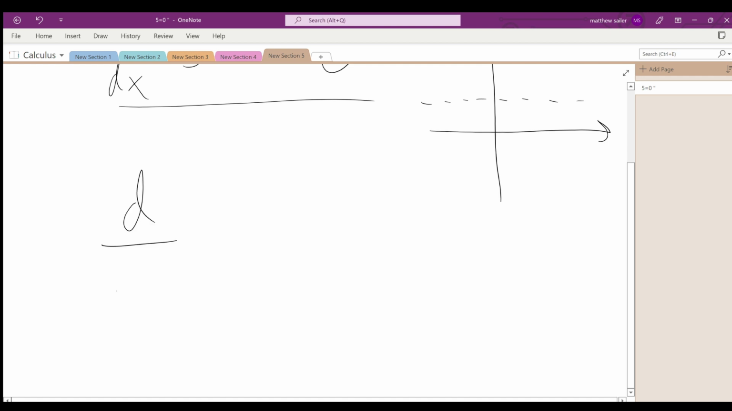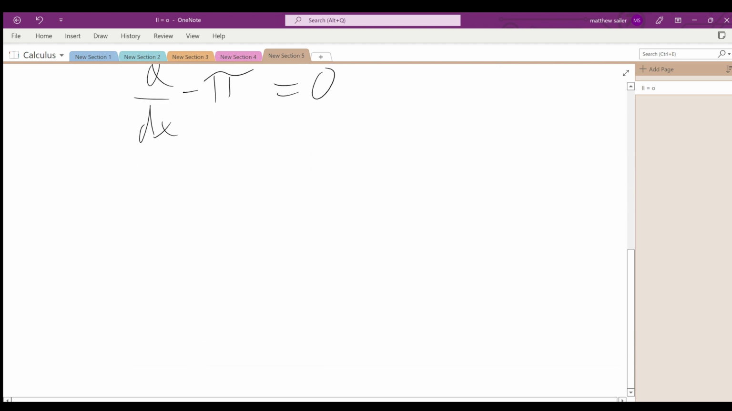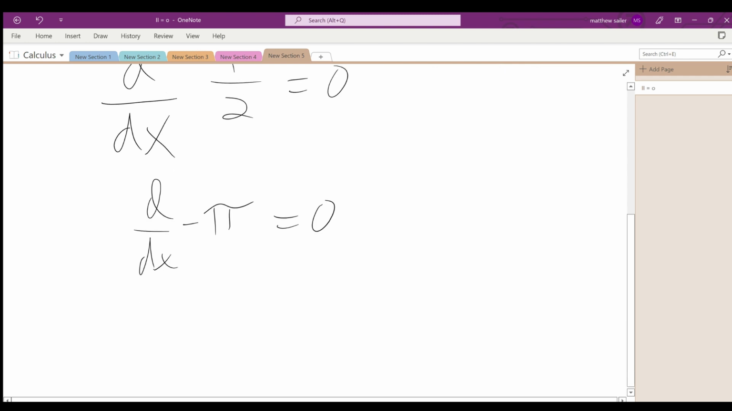And this is true for any number. It doesn't have to be a whole number. It could be a fraction, derivative of 1/2. It could be an irrational number, derivative of pi. It could be a negative number. Negative pi is also 0. And so on. So that's the first rule. The derivative of a constant is always 0.